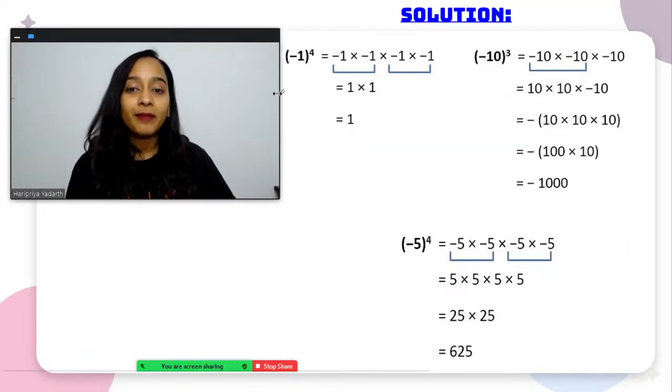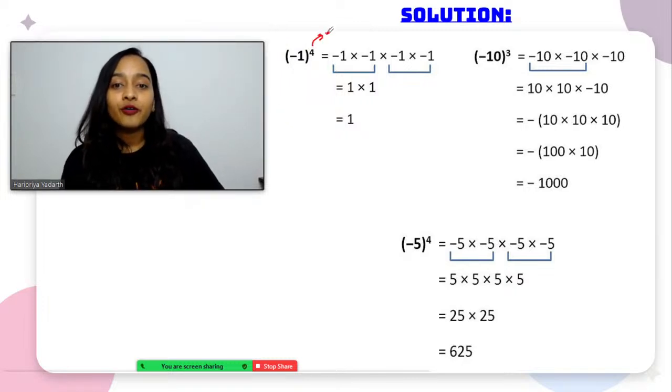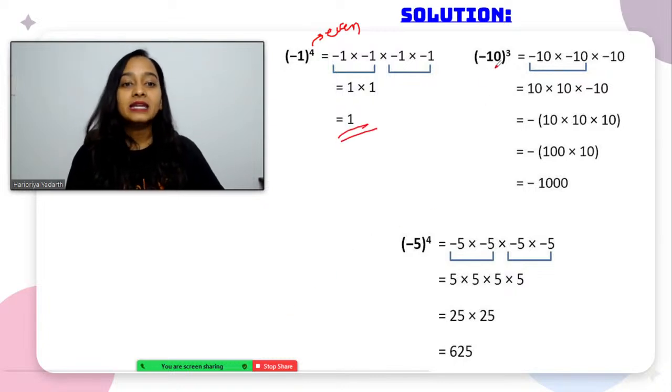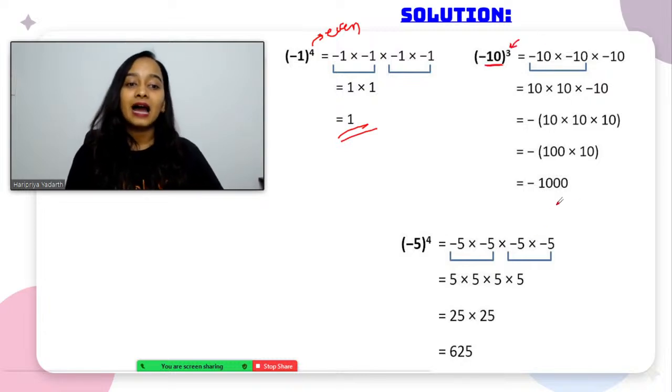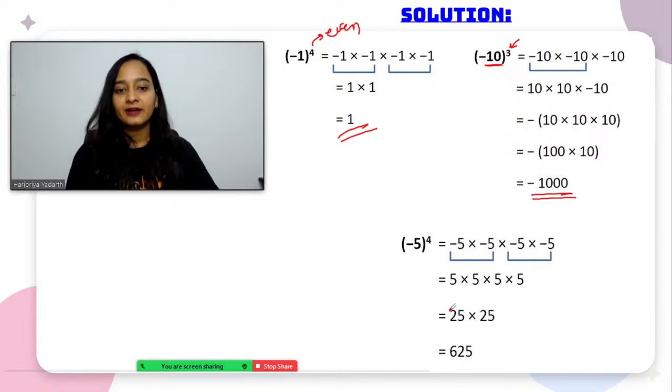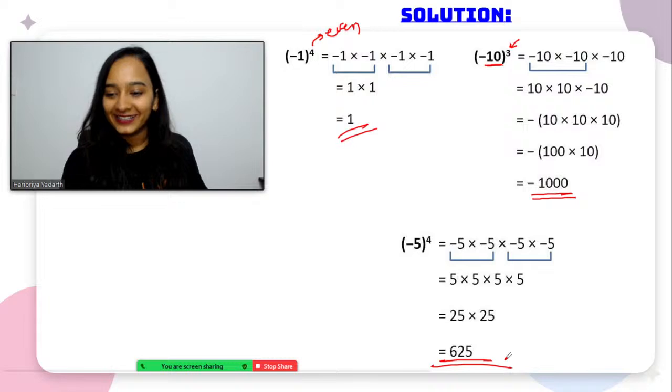Now, when I take minus 1 to the power 4, 4 is an even number, so the answer is a positive integer. Minus 10 to the power 3: negative number to the power an odd number, the answer will be negative. Minus 5 to the power 4: minus 5 into minus 5 into minus 5 into minus 5. There you go, 625. Okay?